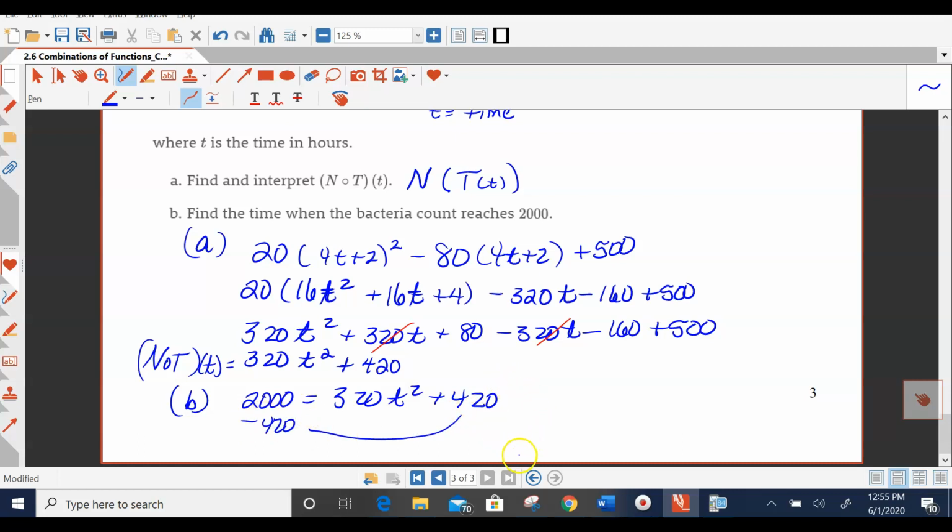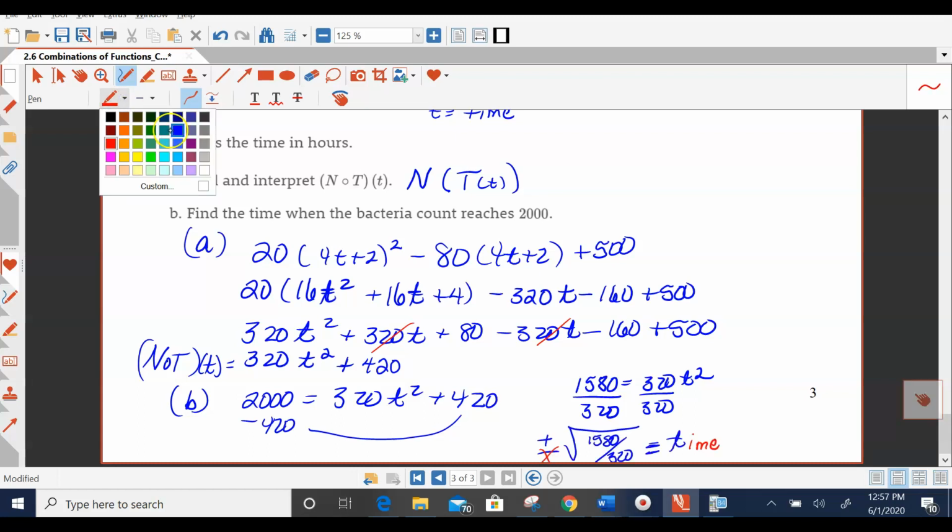And I'm going to need a little more room, so we're going to come over here. If I take 420 from 2,000, I'm not trusting my math brain today. I get 1580. So 1580 is equal to 320t squared. Let's divide both sides by 320. I get 4.9375. Let me check that. Okay, things were going well. Just had to check my work.